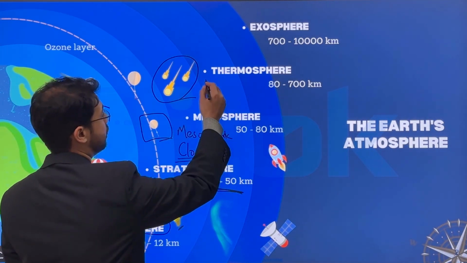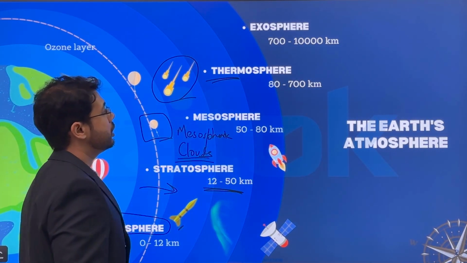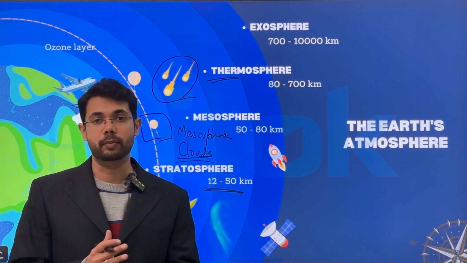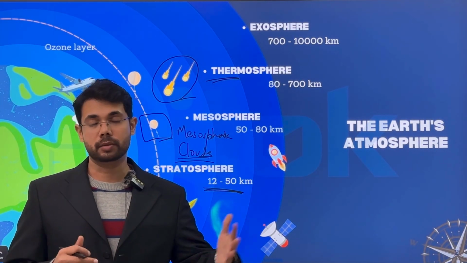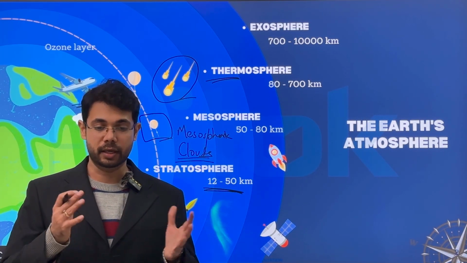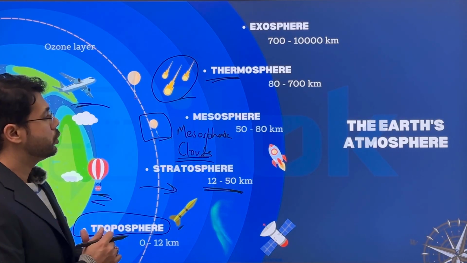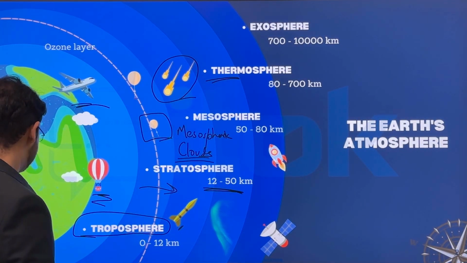After that comes the thermosphere. Now, thermosphere and exosphere are those areas which are on the outer layer of our atmosphere. Much outer layer. In fact, the length keeps on decreasing and increasing also. So, this is the Earth's atmosphere.